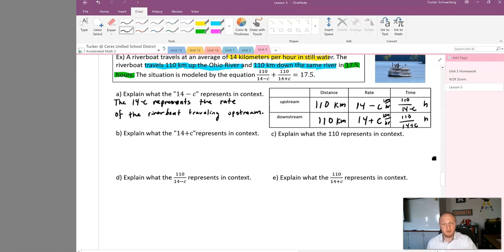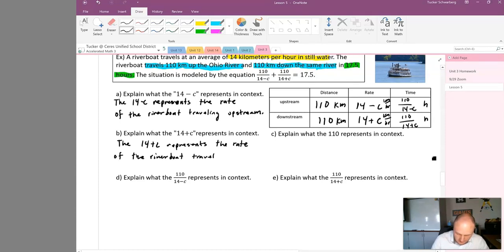Okay, part B, explain what the 14 plus c represents in context. Well, we can say the 14 plus c represents the rate of the riverboat traveling downstream. Okay, 14 represents the speed of the boat. The plus c is the river, right? Going downstream, we're going to add that rate.